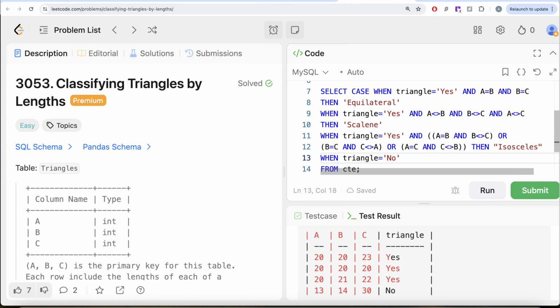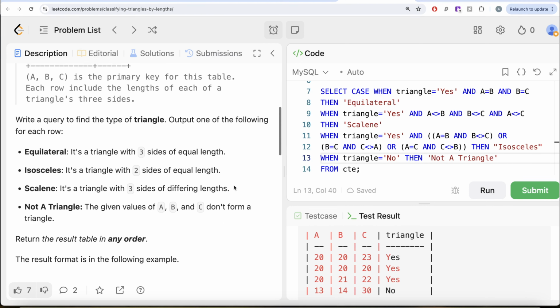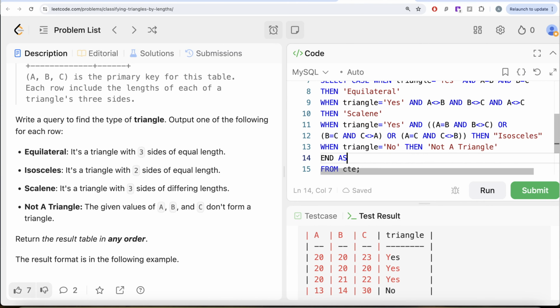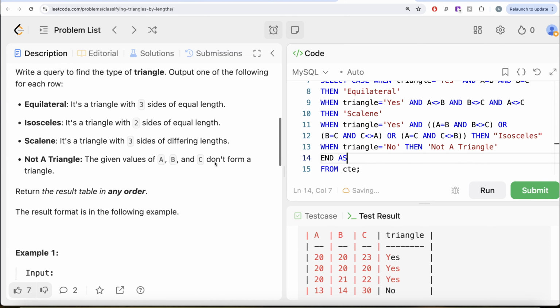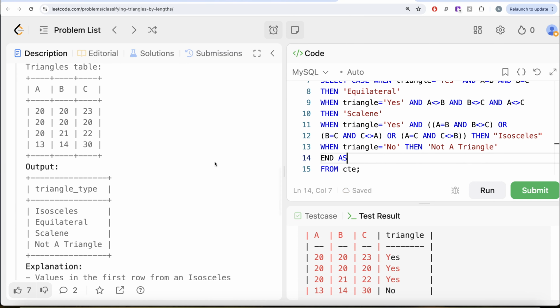Then when triangle is equal to no, we just saw that the triangle possibility is not there. So then we return it as not a triangle, because that is what we need in our output. Since we started a case when statement, we need to end it as whatever is required in our output, so it should be triangle type. So end as triangle type. And since we do not need to order this by anything, this is good.